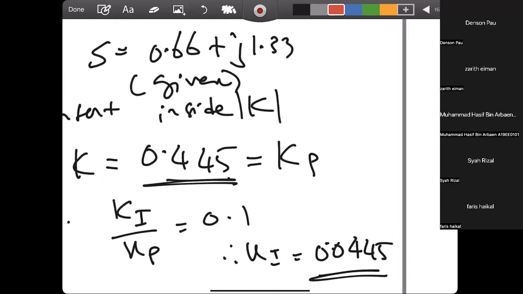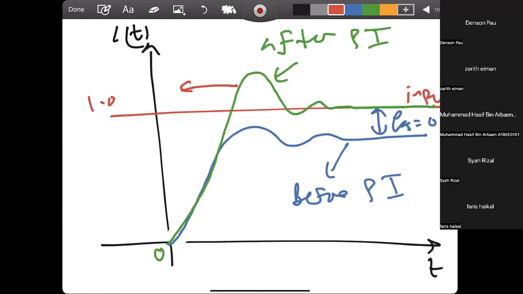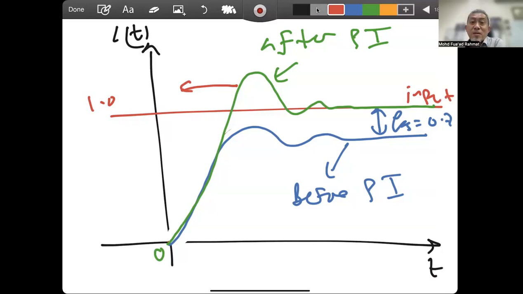Shukran. Any questions before we break for 10 minutes? Faris, any question? No question? Omar, any question? No, doctor. Okay, so we have a break for 10 minutes. Is it okay? Okay, 10 minutes break.